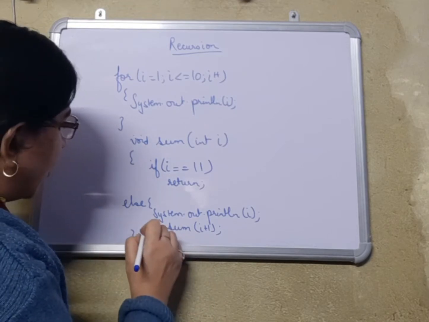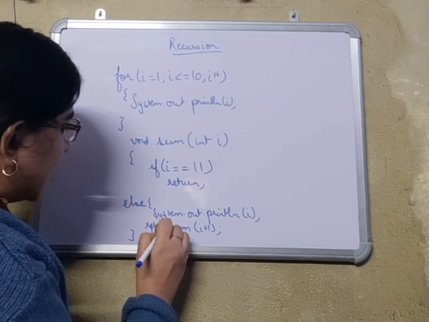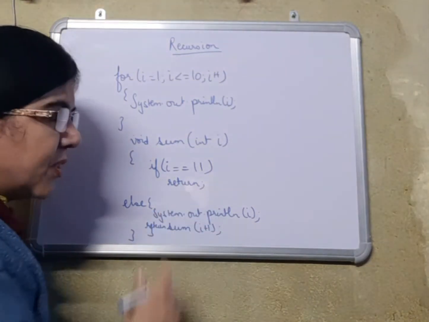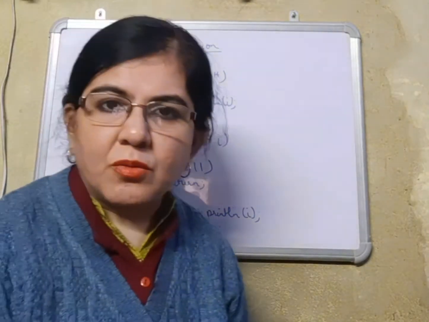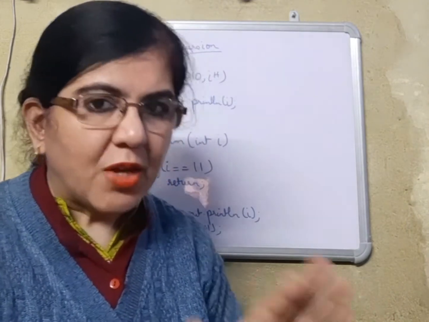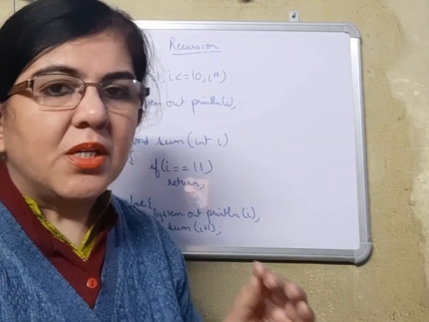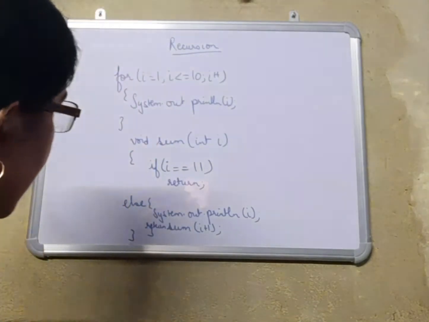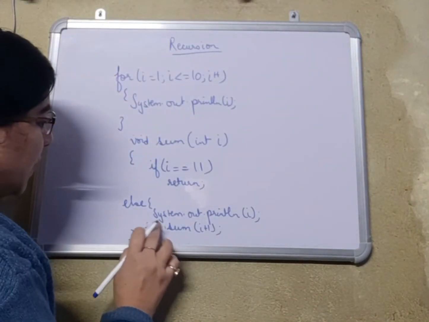We can also write return, but actually return sum means some value has to be returned. This simple return means void type of functions can always write return simply to indicate that the function has stopped. So we can just directly call the function here.